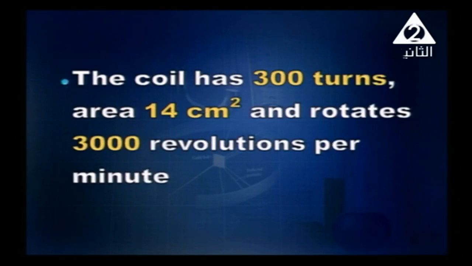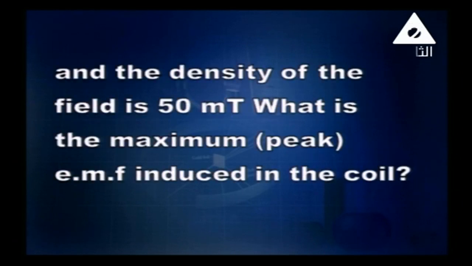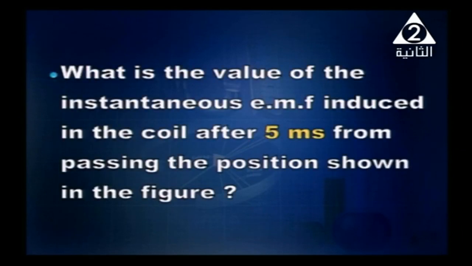Another part of the question: the coil has 300 turns. The area of the coil is 14 centimeters squared and it rotates at 3000 revolutions per minute. The magnetic flux density of the field is 50 millitesla. What is the maximum EMF induced in the coil? What is the value of the instantaneous EMF induced in the coil after 5 milliseconds from passing the position shown in the figure, from passing the horizontal position?